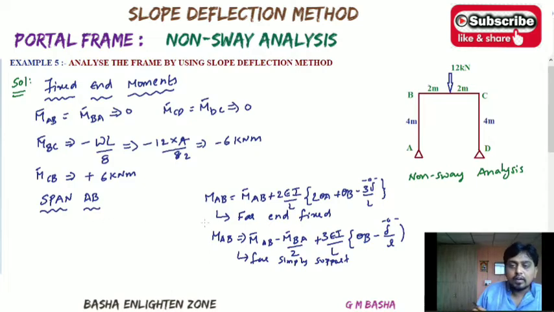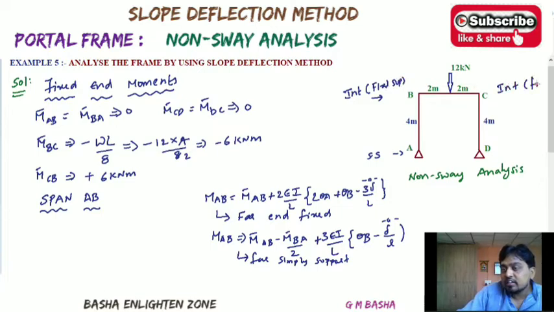See here in this frame, at end A it is simply supported, and at end B is the intermediate support. Intermediate support is always considered as the fixed support. Here also the intermediate support is considered as fixed, and here the end is considered as simply supported.